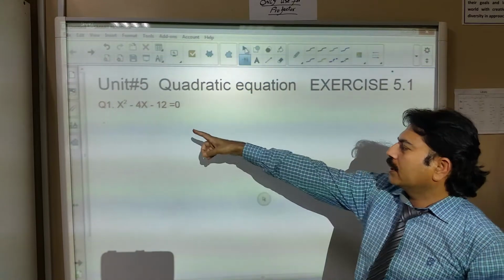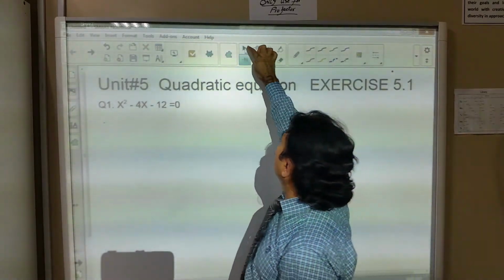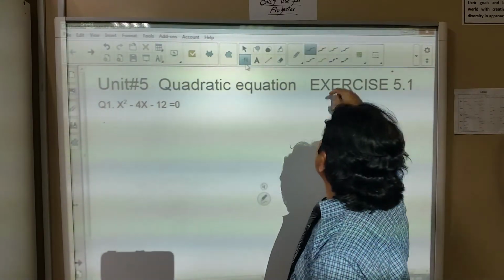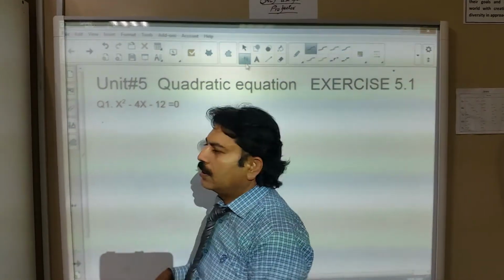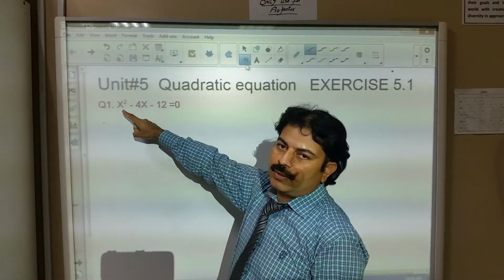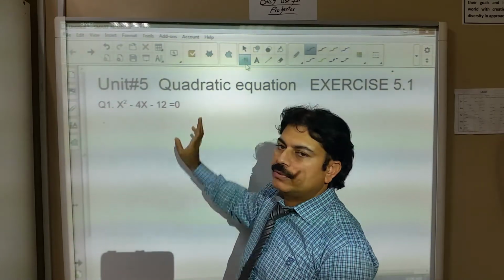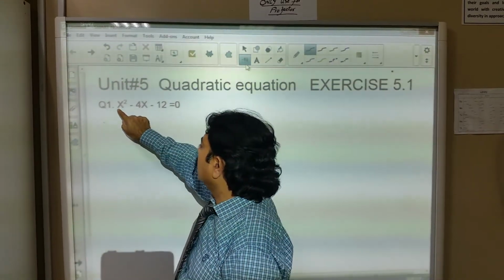Question number 1, x square minus 4x minus 12. First of all, you will check the quadratic equation in this form. X square minus 4x minus 12 should be equal to 0.